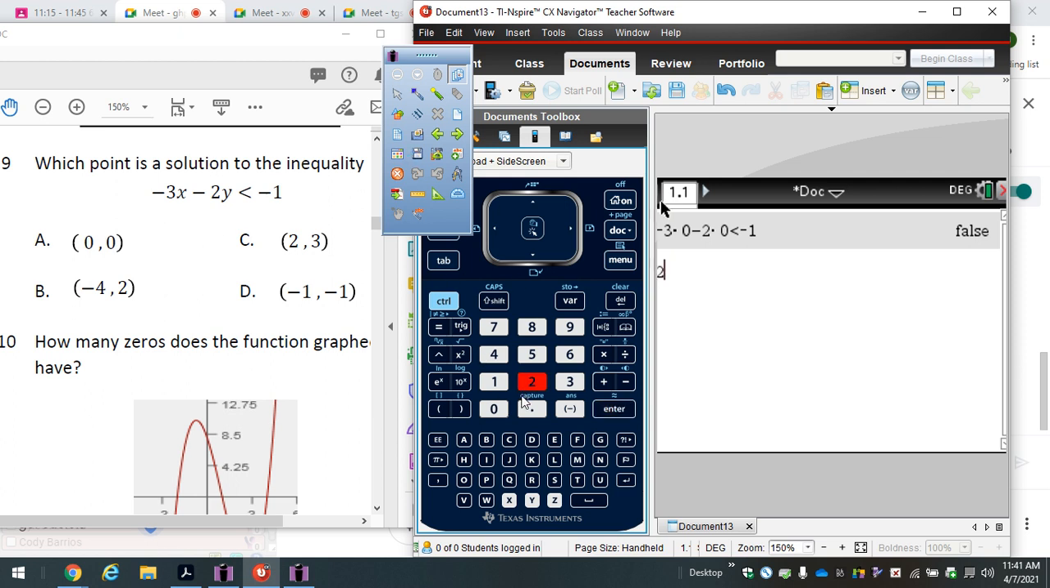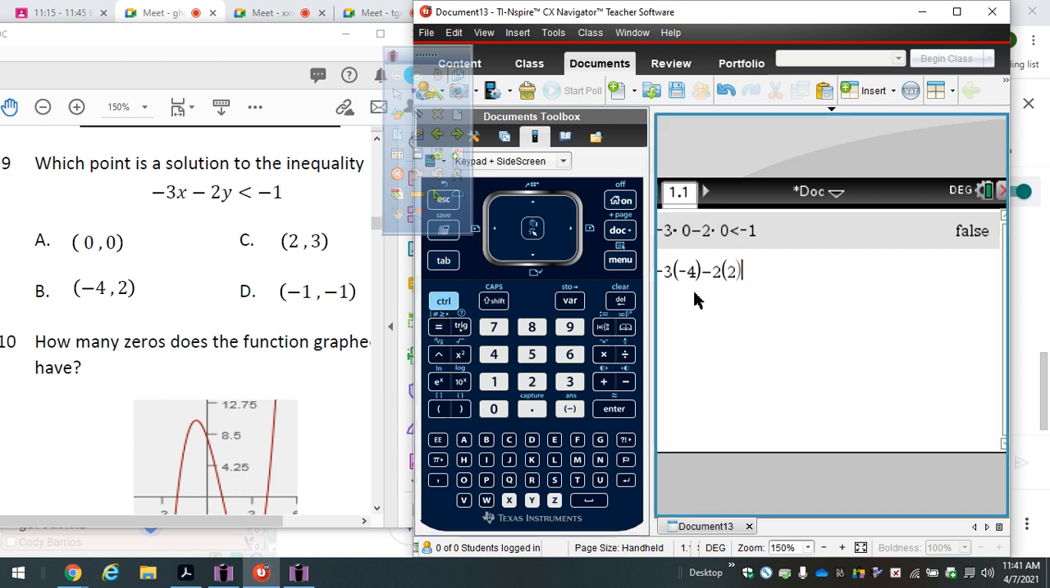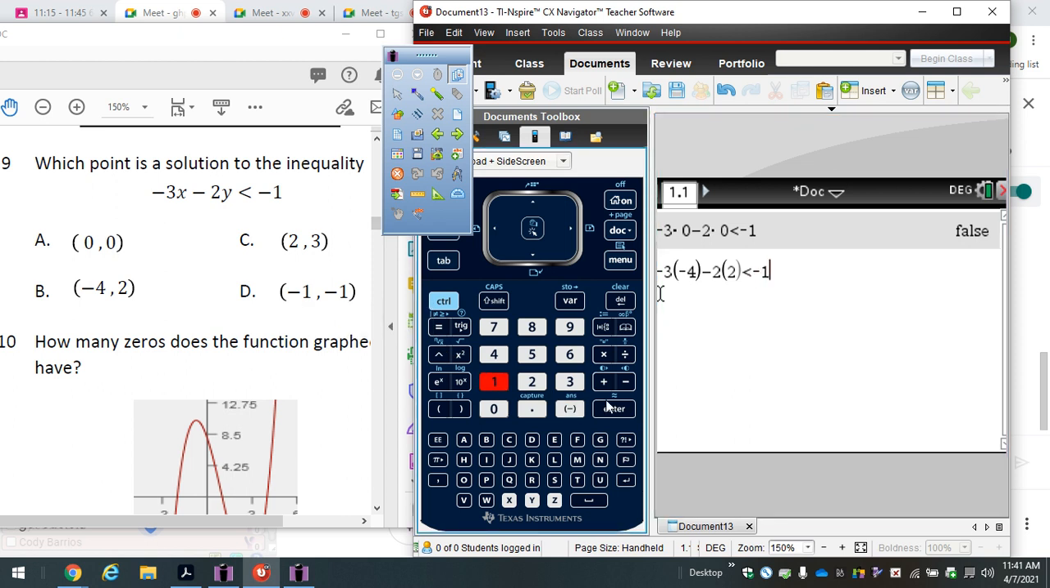So next I'm going to go 2. Oh, I'm sorry, negative 3. Negative 3 times x times negative 4. And over here to the right, minus 2 times 2, right? And then same inequality sign, negative 1. False. Now just make sure you type it in right and continue working on it.